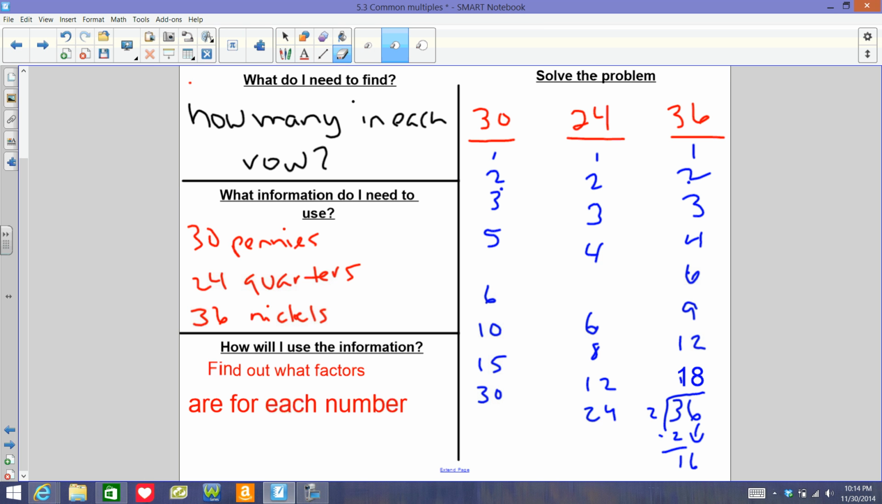Let's erase our division problem here. Okay, so here we have our factors.